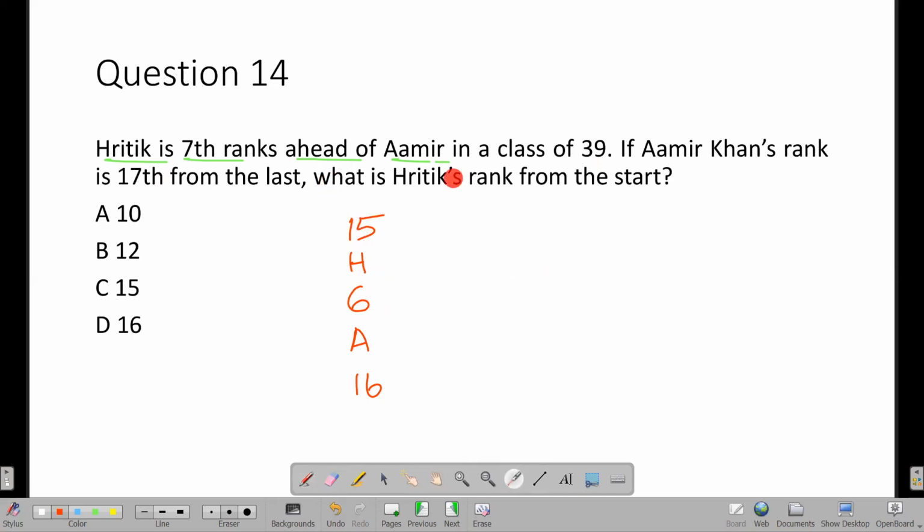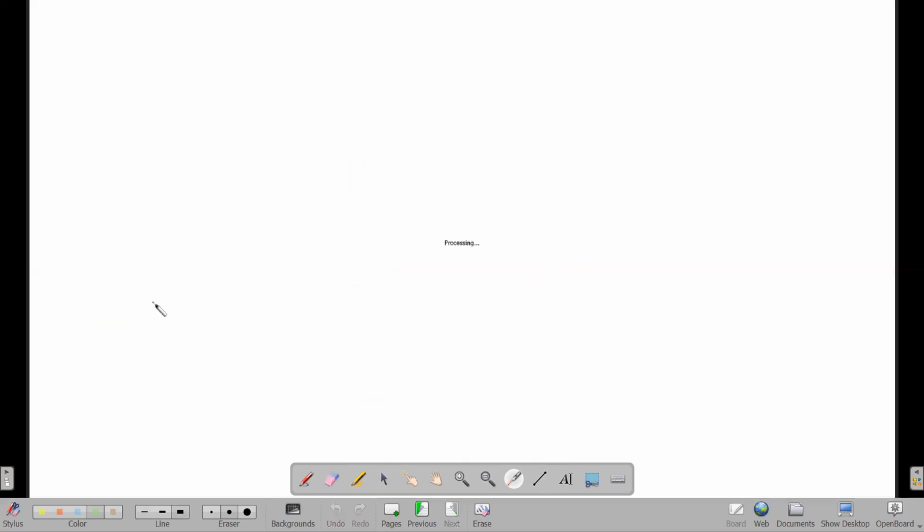The question is, what is Hrithik's rank from the start? So from the start, you can see Hrithik will be 16th rank. So you should mark option D, 16 as the answer. Clear? 16, 17, 23, 24 plus 15. The total comes to 39. So Hrithik is 16th from the top. Got it? So you should mark option D as the answer. Let's go to the last question now.